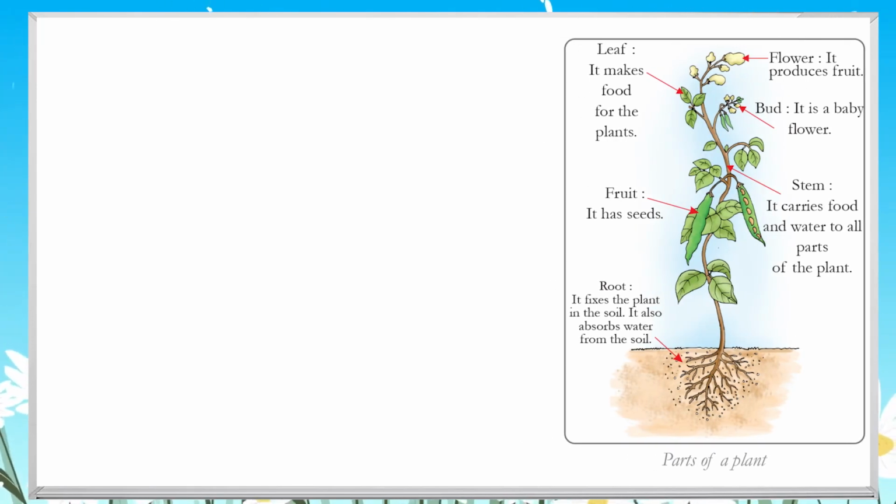Parts of a plant. Leaf, it makes food for the plants. Fruit, it has seeds. Root, it fixes the plant in the soil. It also absorbs water from the soil. Flower, it produces fruit. Bud, it is a baby flower. Stem, it carries food and water to all parts of the plant.